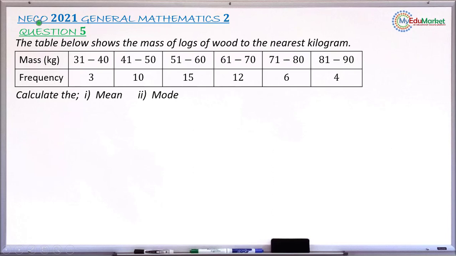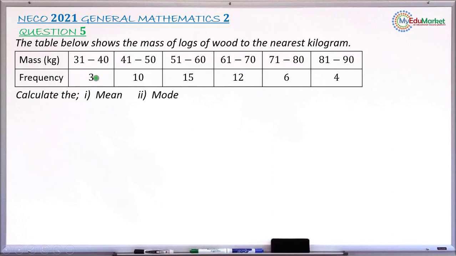This is NECO 2021 General Mathematics Paper 2, and we are answering question number 5. The question reads, the table below shows the mass of logs of wood to the nearest kilogram. This is the table, mass in kilogram, and you have the frequency, that is the number of logs of wood with that mass in between that class interval.